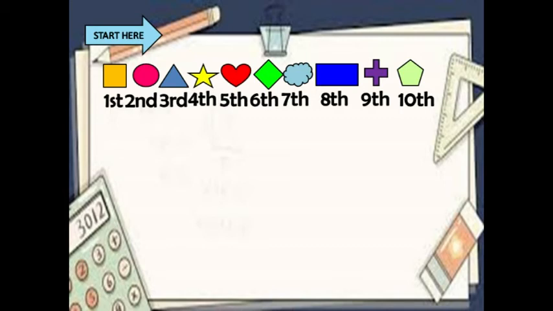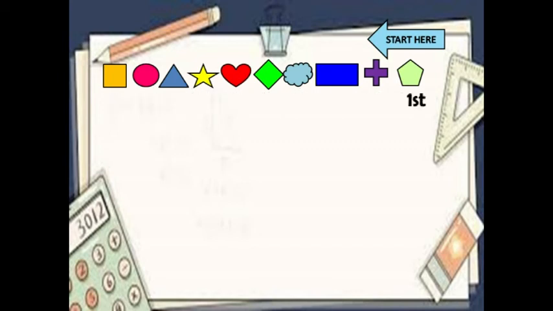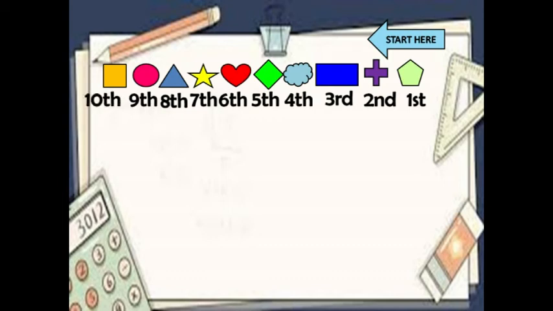So what if we change the starting point? We change the starting point to your right. So it means the positions will change. The first position now is the pentagon. The second position is the plus sign. The third is the rectangle. The fourth is the cloud. The fifth is the diamond. The sixth is the heart. The seventh is the star. The eighth is the triangle. The ninth is the circle. And the 10th is the square. So that is how important it is to know the starting point.